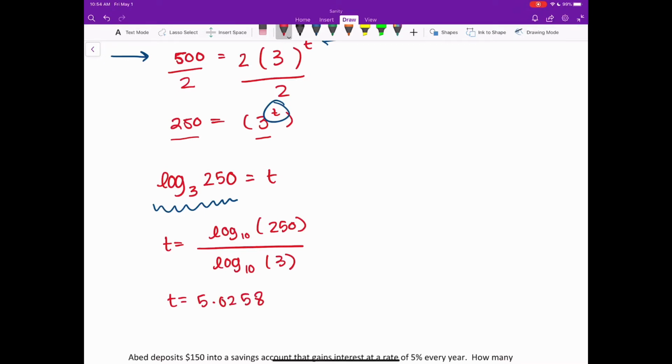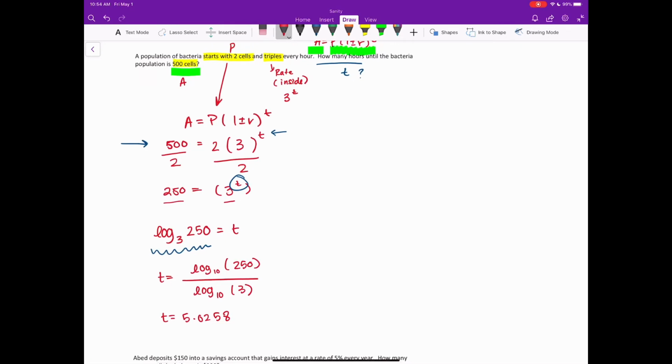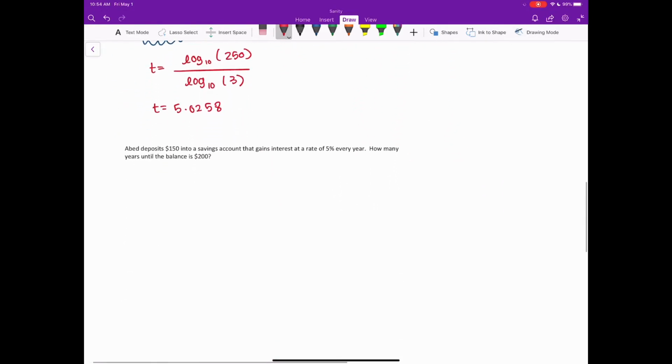5.0258. All right, so after about 5 hours, again, how many hours until the bacteria population is 500 cells? Well, it will be 500 cells in about 5 hours. All right, let's move on to the next one. Again, just inputting all the information we know and starting to solve an exponential, just like our last assignment.